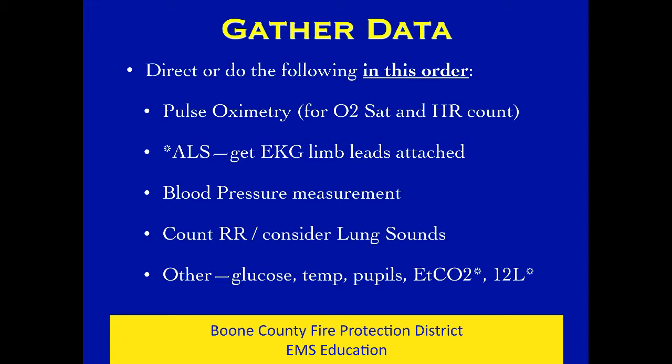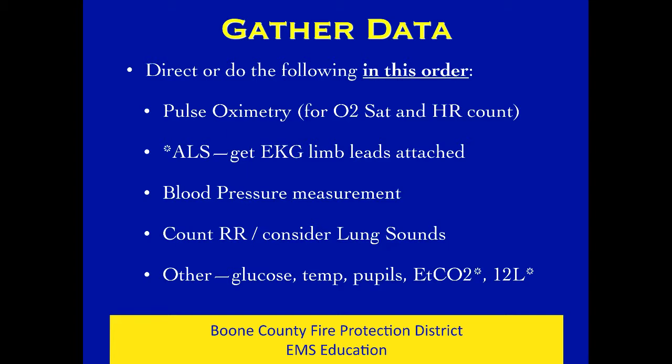And many times, some or all of these will be outsourced to assistants. If a paramedic walks in to see a patient and has 3 assistants who can start gathering data, the first one should get pulse ox, the second one should get the limb leads on, the third one should get the BP measurement, and then the one with the pulse ox should then count the respiratory rate and consider listening to those lung sounds, or else the team leader does that, and then the team leader would request or direct that maybe a glucose be checked, or a temperature be checked, or pupils be checked, or the additional ALS parameters be added on.